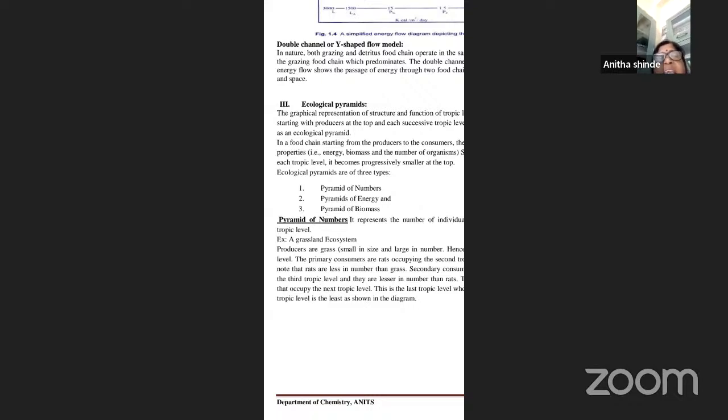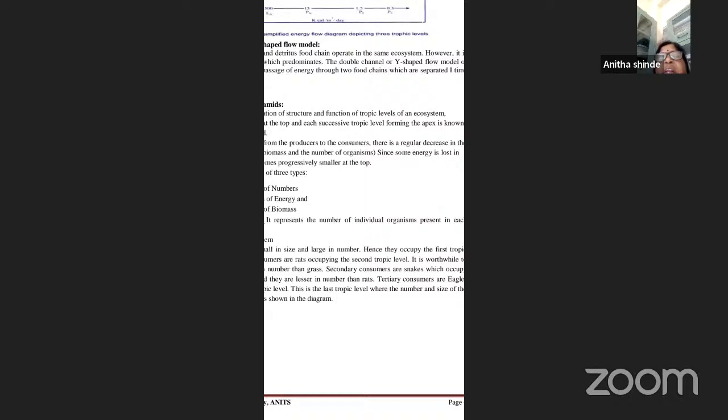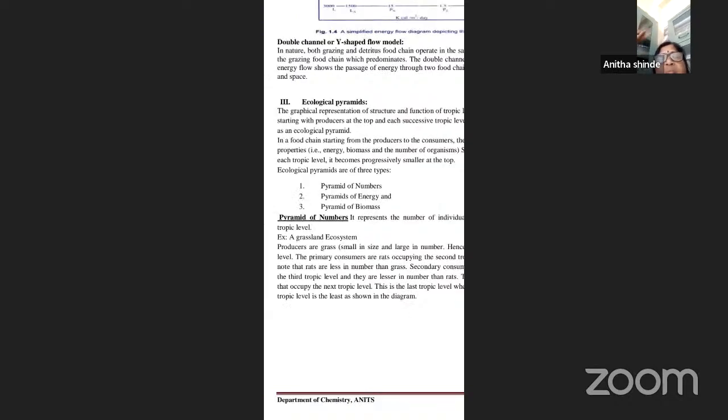Why? Because in a food chain, when food is being eaten, or energy is flowing from the producers to the consumers, not only the energy, but the biomass as well as the number of organisms will decrease. Since some energy is lost in each trophic level, it will become very small at the top.